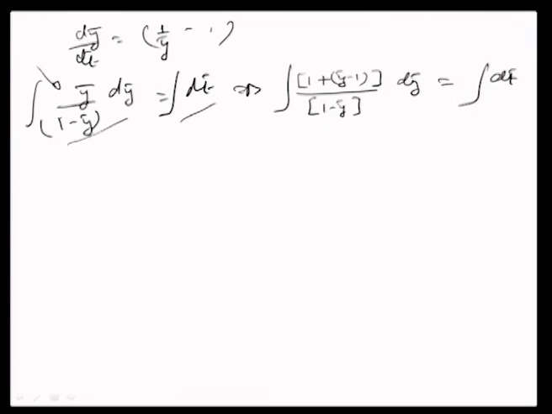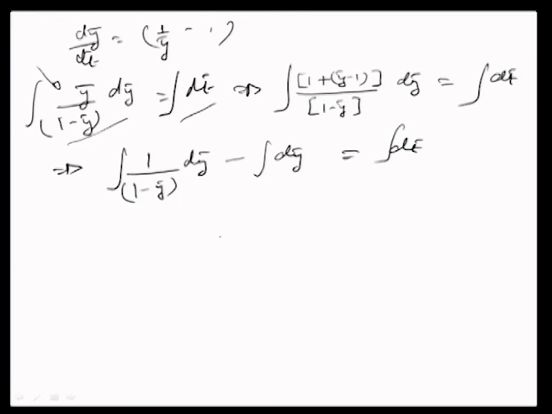And further, you can just split this up into two integrals. So you have one integral 1 by 1 minus y dash dy dash plus, or maybe it is a minus because the signs are different in both, minus integral of just simply dy dash, okay, on one side, and integral of dt dash on the other side.